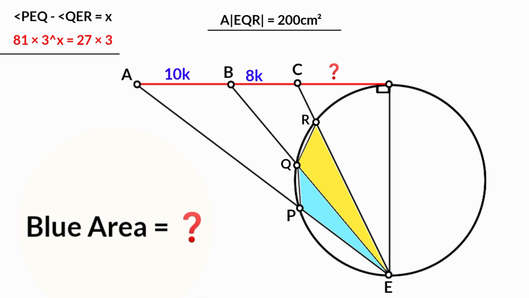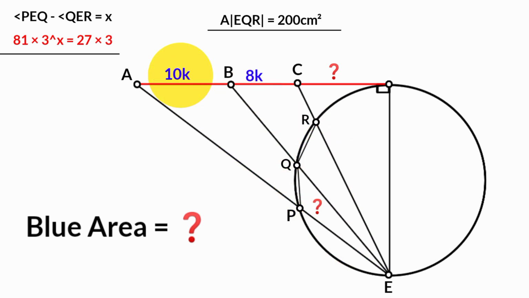Hello everyone. Today we are once again asked to calculate the blue area, that is this here. From here we are given that the area of triangle EQR is 200 centimeters squared. That is, the area of this triangle is 200 centimeters squared.